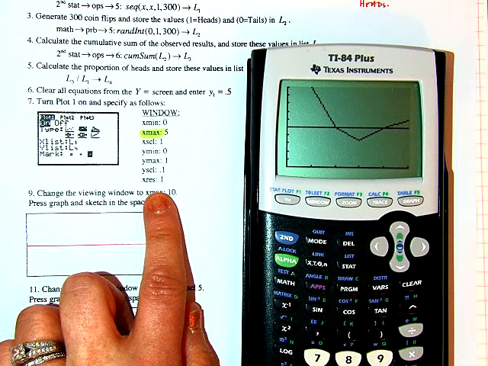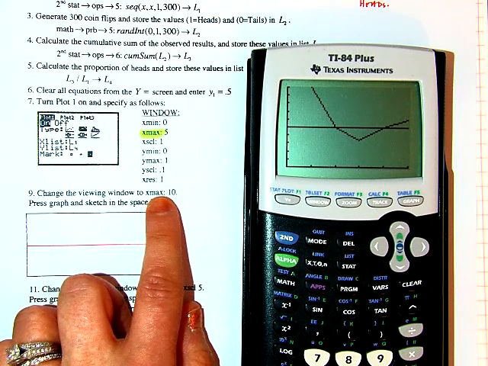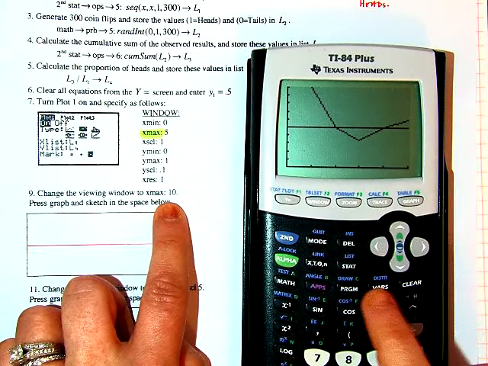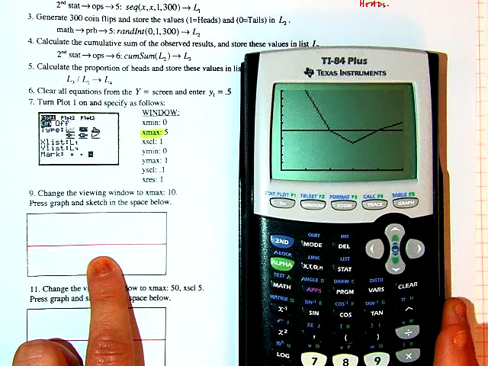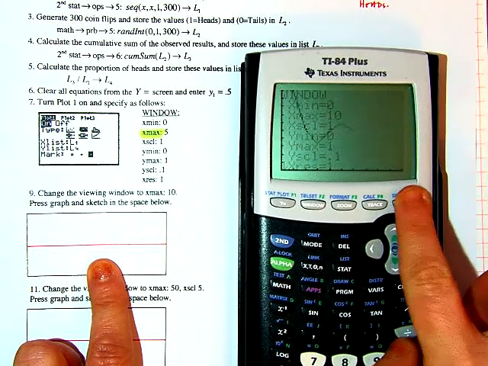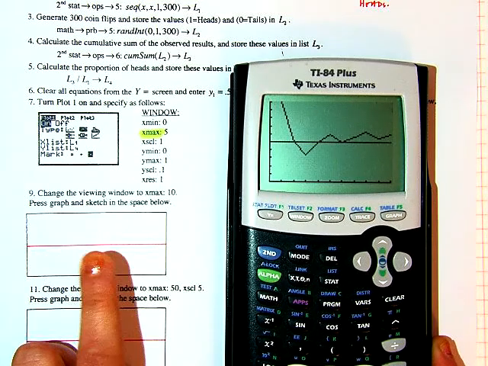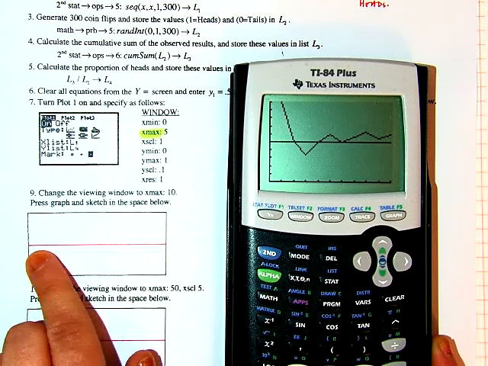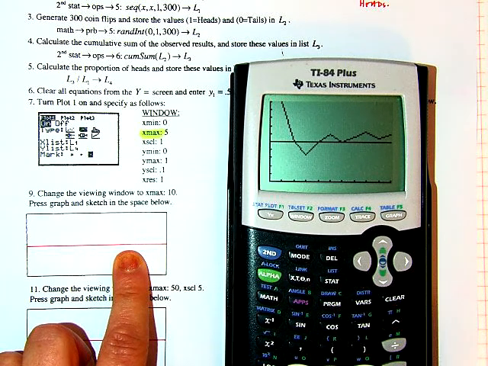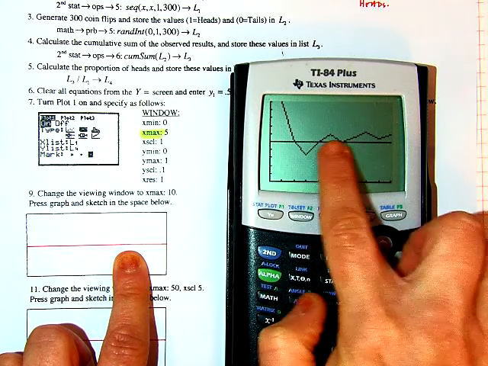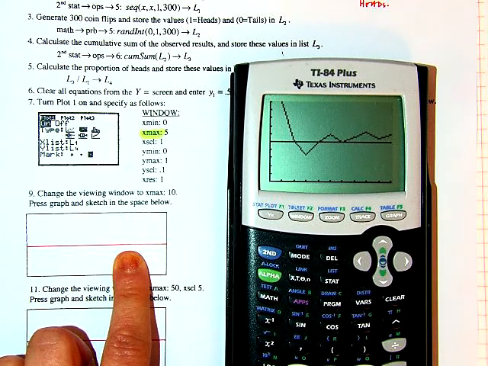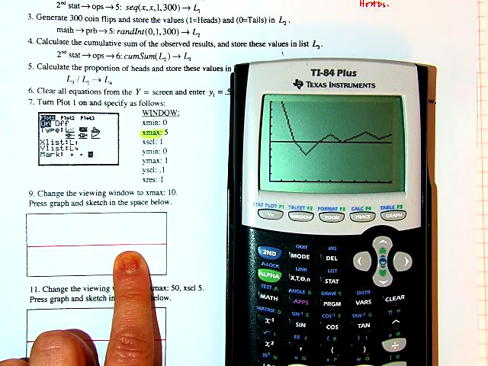Okay, so now for the rest of this sheet, all you're doing is changing the trial number. That first one was looking at 5 trials. Now I'm going to change it to 10 trials, and that would go in this space right here. So I'm going to go to my window, change this to a 10, and hit graph. Now I'm seeing what happens after 10 trials, and I would copy that in this spot right here. For my example, it starts off fluctuating, and then I'm seeing a greater proportion of heads than tails because I'm consistently above that line of y equals 0.5. Yours will be different, okay?